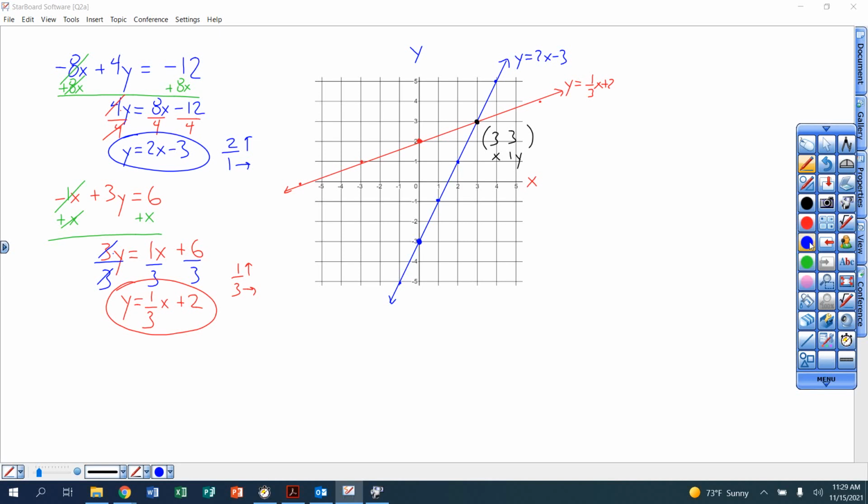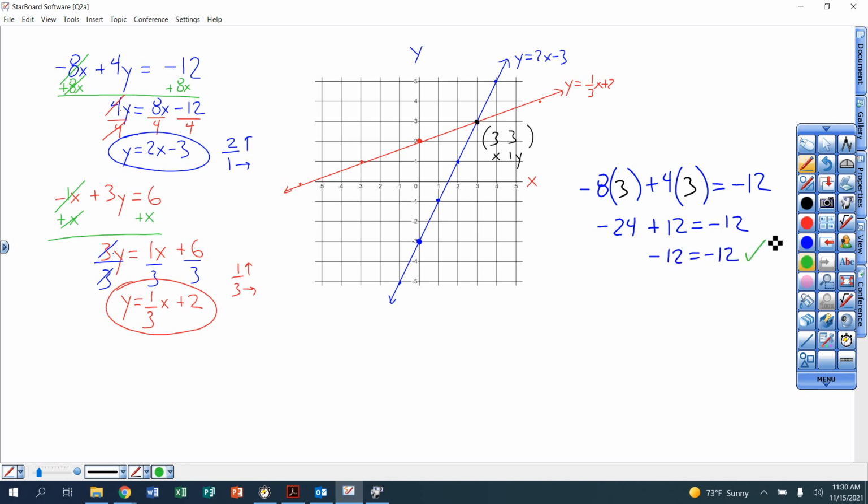So the original blue equation is negative 8. Where that x is, I'm going to put the first number, 3, close that parenthesis, plus 4, put that y coordinate right there. And if I do that work, it should equal negative 12. This gives me negative 24 plus 12. And you can see that is a true statement. Negative 12 does in fact equal negative 12.